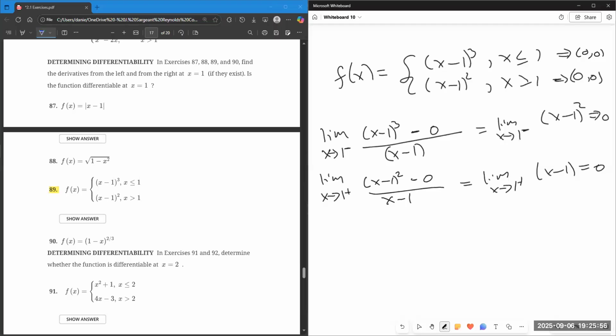So yes, f of x is differentiable at x equals 1, f prime of 1 equals 0.